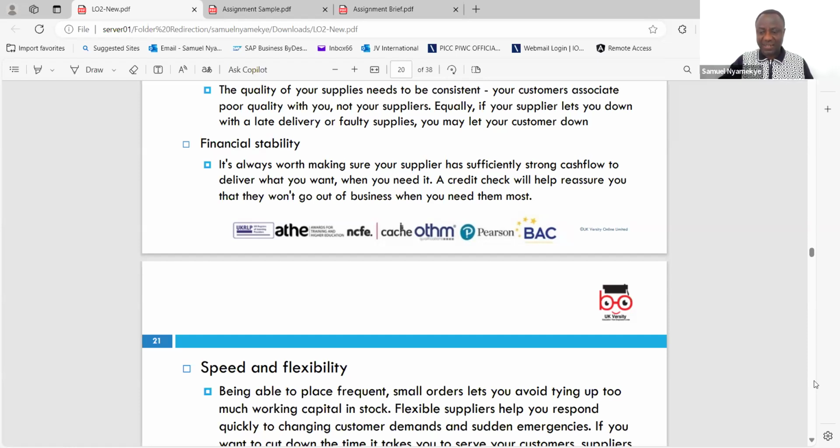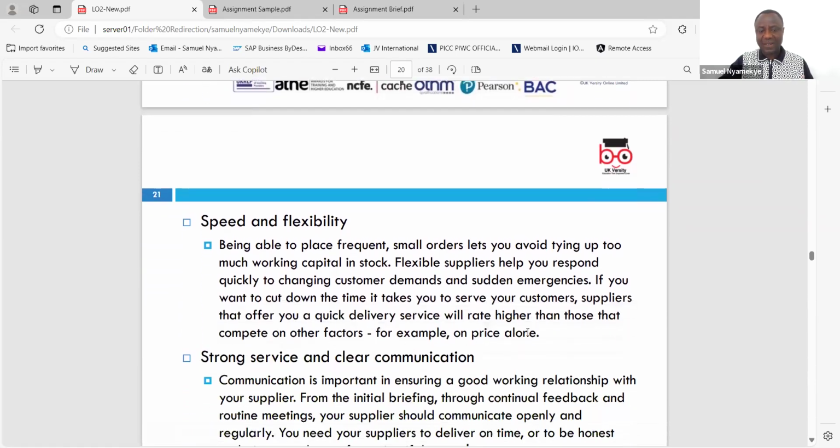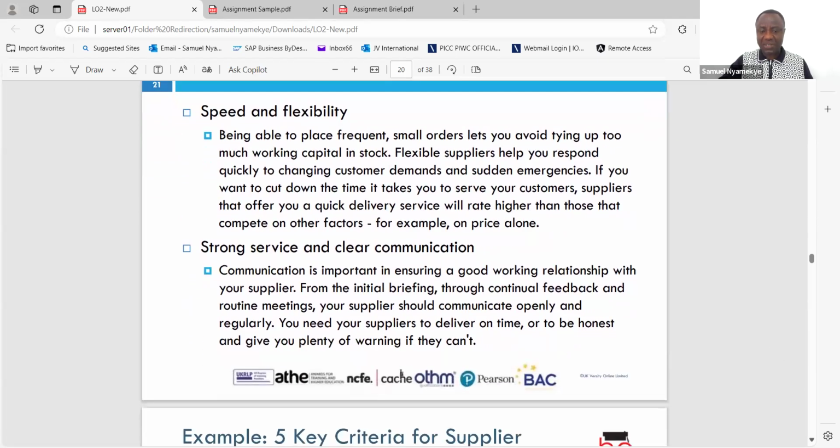Yeah, and you also have to check, like we said, are they flexible enough? Are they supportive to place frequent small orders, flexible, help you to respond quickly to changing demands and sudden emergencies. Yeah, so all those things are important. Have they got a strong service and communication acumen? They are important in ensuring good working relationship.